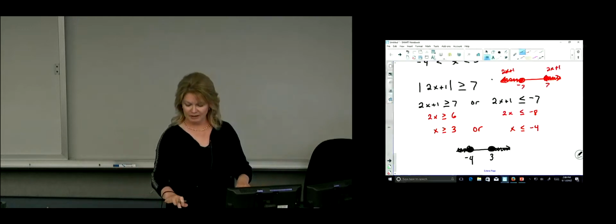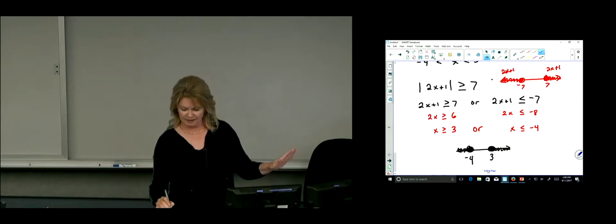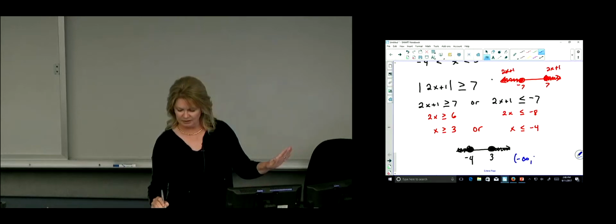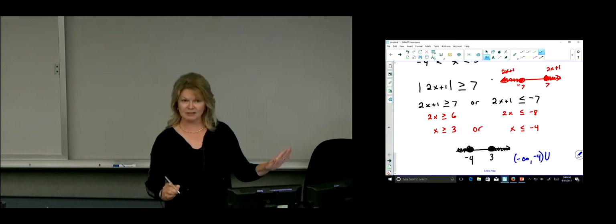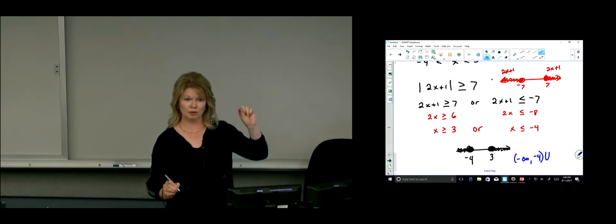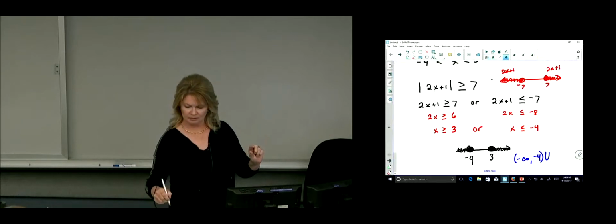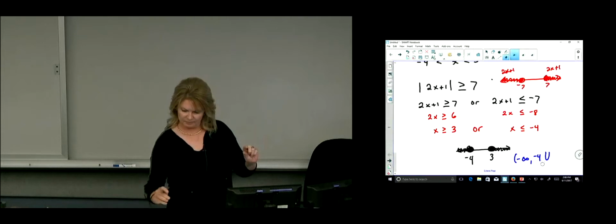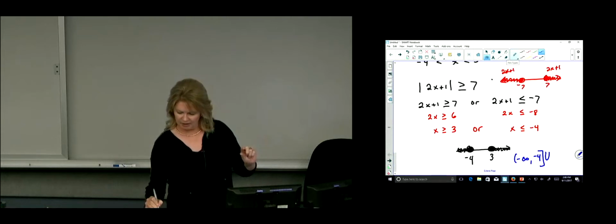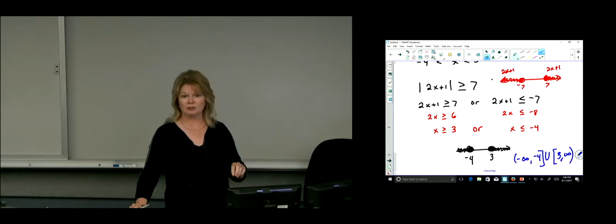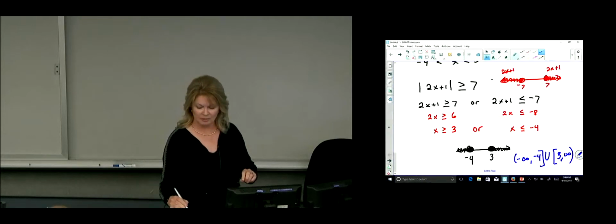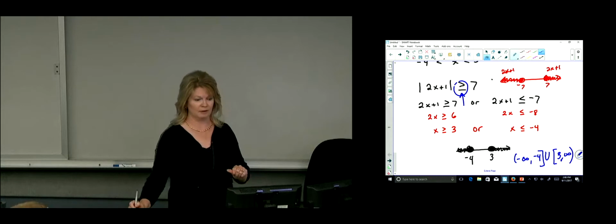So when I write that in interval notation, the left-hand side is going to be negative infinity to negative 4. Because I have two intervals, I use that big old U in between. And now that I'm doing it, it should be a little bracket because it can be included. And then I'm going to have a bracket for my 3. Remember, infinity always uses parentheses. And since it's a closed circle, I use a bracket. And I know it was closed because that had that equals to part right there.